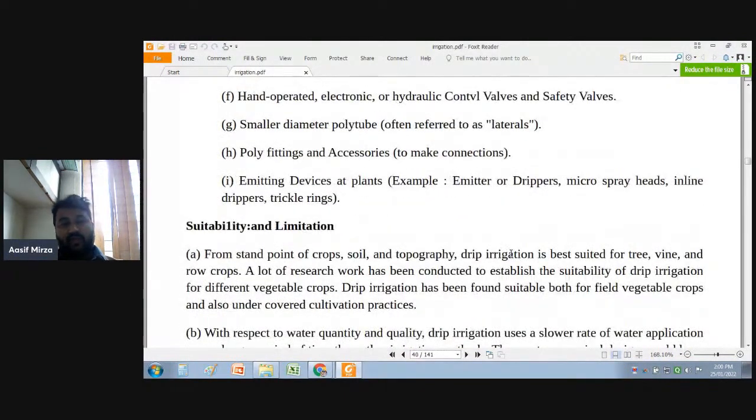Now, what are the suitability and its limitations? From the standpoint of crops, soil and topography, drip irrigation is best suited for tree, vine, and row crops. A lot of research work has been conducted to establish the suitability of drip irrigation for different vegetable crops too. Drip irrigation has been found suitable both for field vegetable crops and also under covered cultivation practices.